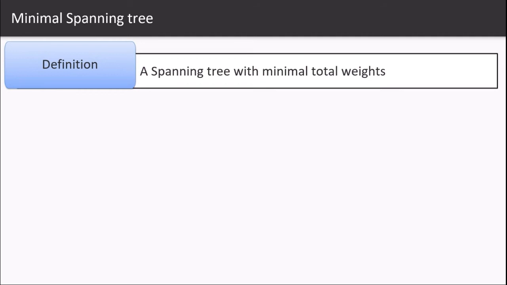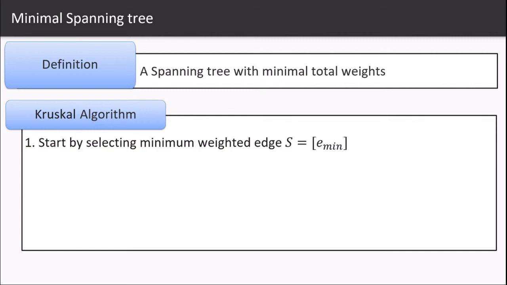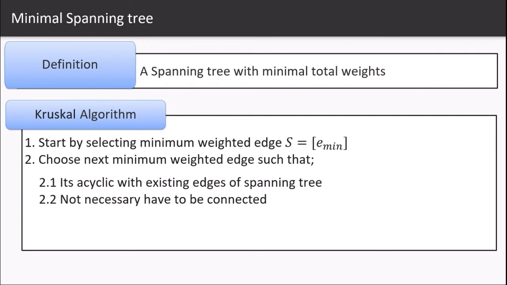A minimum spanning tree is a tree with minimal total weights. To make a minimum spanning tree, we will follow the Kruskal algorithm, where we will start by selecting the minimum weighted edge and adding it into a set S. Choose the next minimum weighted edge such that it is acyclic with the existing edges of the spanning tree, and it does not necessarily have to be connected. Finally, stop when there exists no such edge.